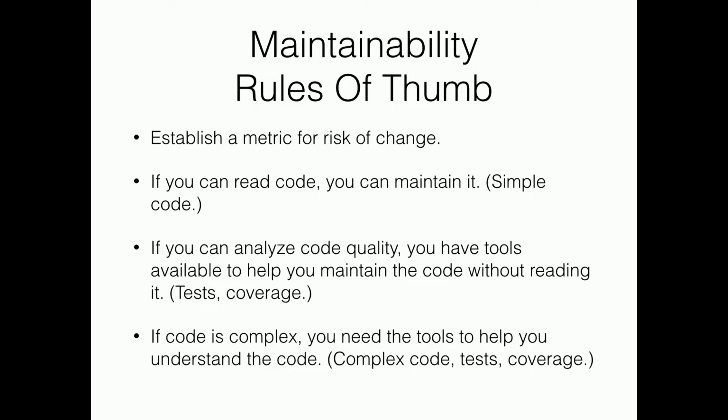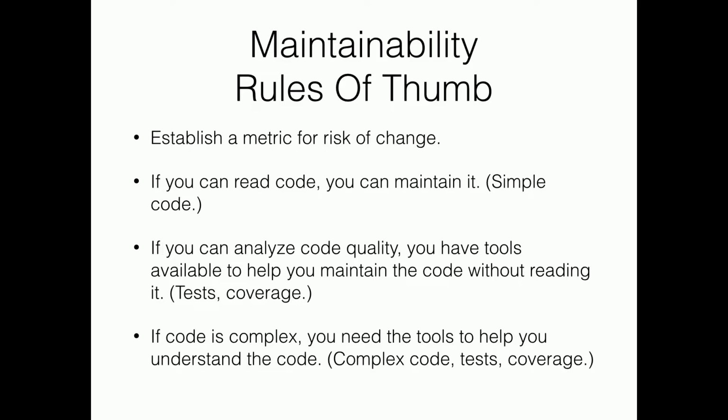So in order to increase maintainability, here are some rules of thumb. We're going to establish a metric for risk of change, because remember, we're looking for a way to come up with a number to tell us what the change will cause us. And yes, if you can read code, you can maintain it. This is a rule of thumb. If you have very non-complex code, you can read it and you're done. You don't really need to worry too much about analysis.